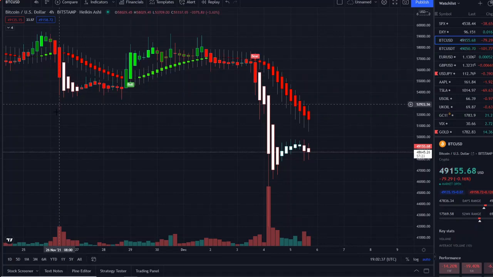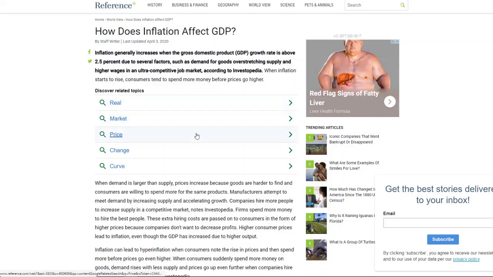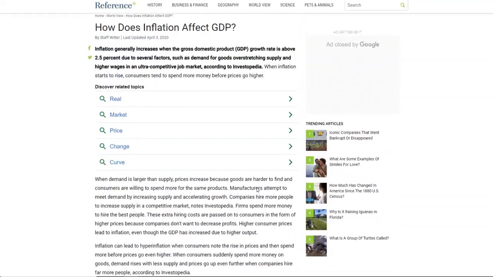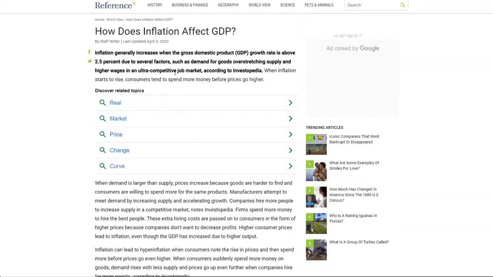But let's go ahead and look here at what happens to GDP with inflation. So here we are with this article, and instead of reading all through it or breaking it all down, the keywords are literally in the beginning of this whole entire article. And it says here, how does inflation affect GDP? Or you can say, how does GDP get affected by inflation? Or how do they correlate, right? That's the way you can think of it. And these are the words.